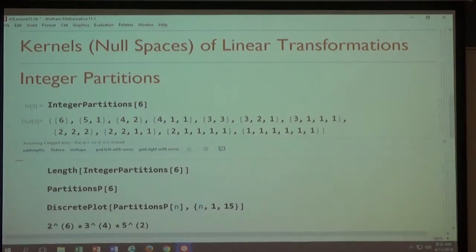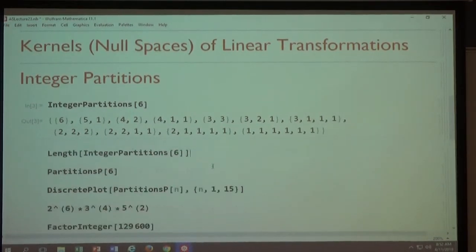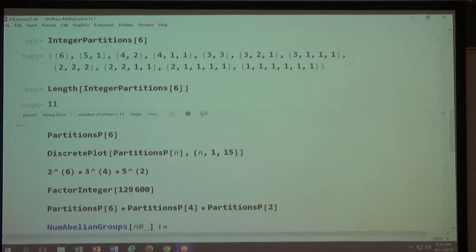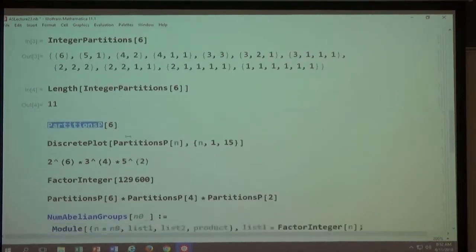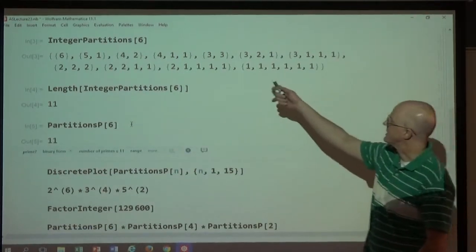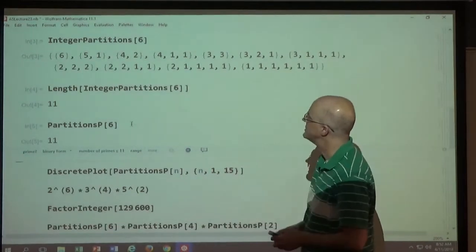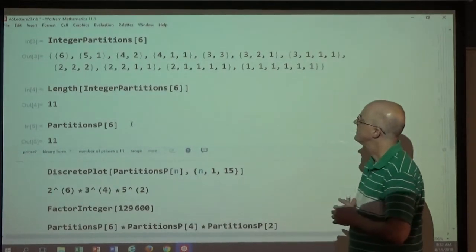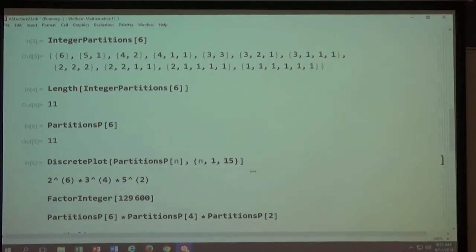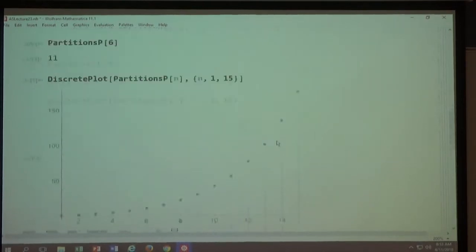We can also use Mathematica's Length command to find out how many integer partitions there are. But those can be combined in one command. Mathematica calls it PartitionsP to tell you the answer without using two separate commands. IntegerPartitions and Length can be combined, or we can just use the one built-in command, PartitionsP. As you might expect, the number of partitions of an integer goes up as n increases. You can make a discrete plot of this.